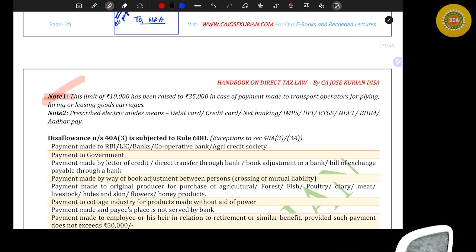Are you all here? So disallowance under section 40A(3) is subject to rule 6DD. And what is that? Exceptions to section 40A(3) or 3A. Very simple. If your transaction is covered under any of the things which you are about to discuss, then 40A(3) is not applicable. That's what is called an exception to section 40A(3). Are you all with me?